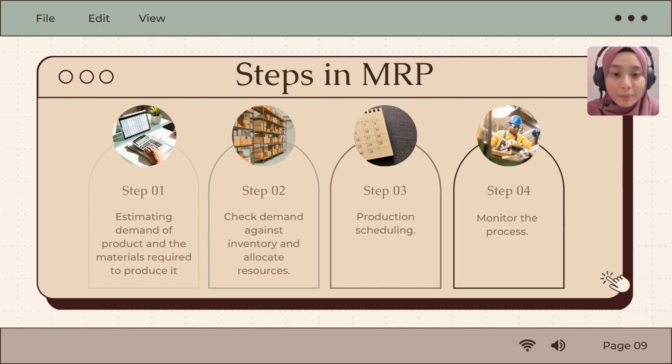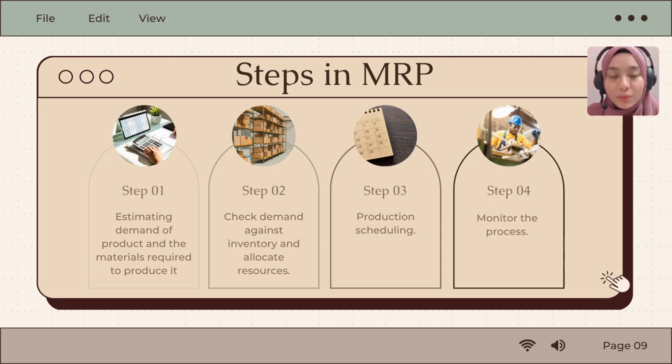Basically, in MRP, we can break down into 4 basic steps. The first one is we identify the customer demands and the raw materials needed to produce the good. The MRP system will break down the demand into specific raw materials using the bill of materials that consists of a list of materials needed to produce the end product. The second step is to check the demand against the inventory and allocate resources.